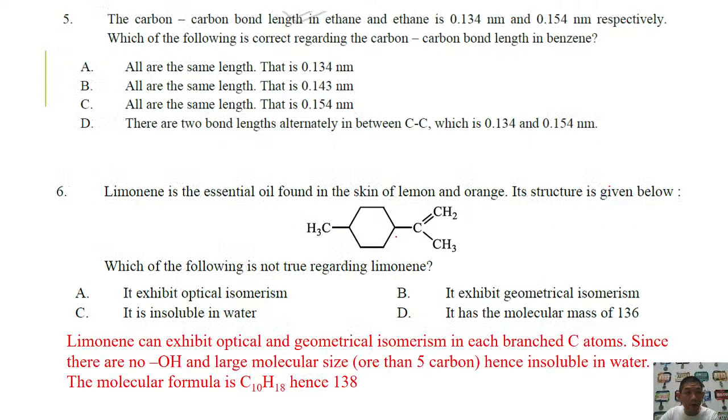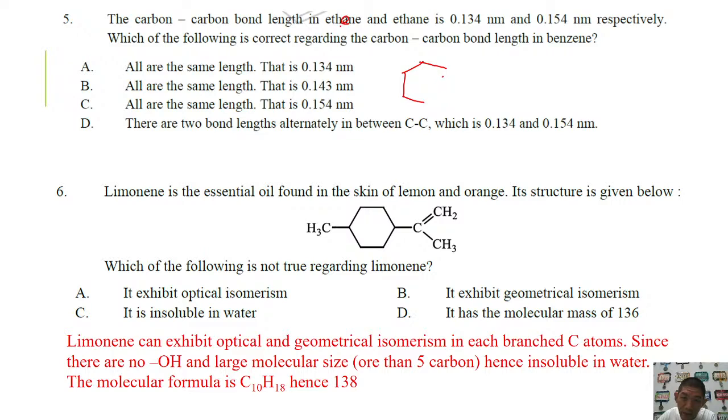Then we go to number 5. Carbon-carbon bond length in ethene and ethane is 0.134 and 0.154 nanometer respectively. Sorry, this one is supposed to be ethene. Which of the following could be true regarding the carbon bond length inside benzene? So you have to understand by yourself.